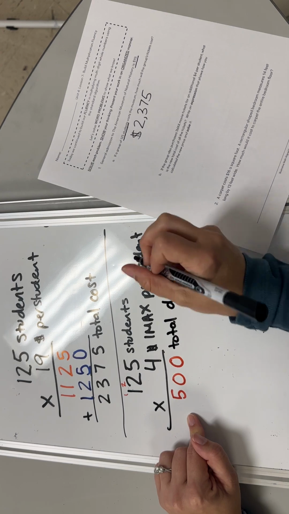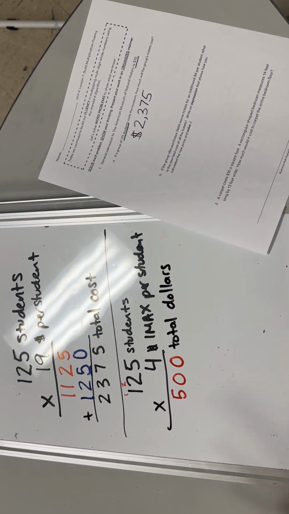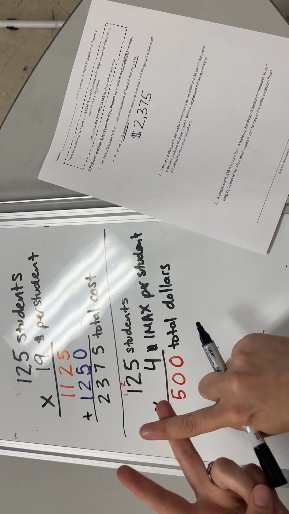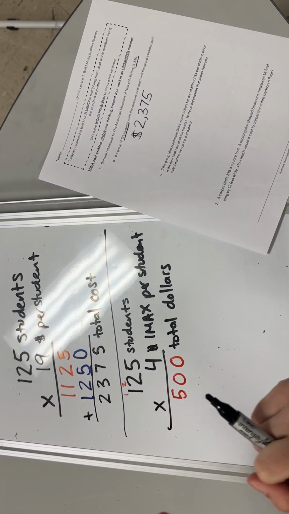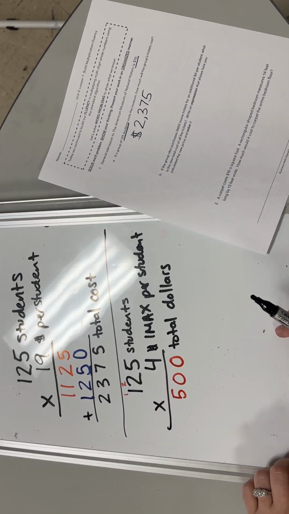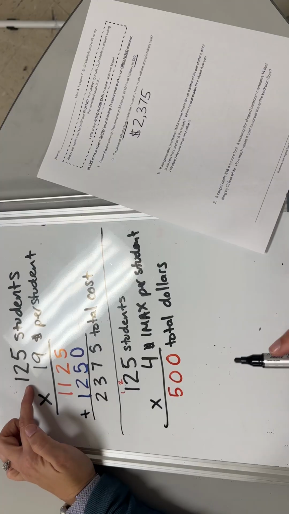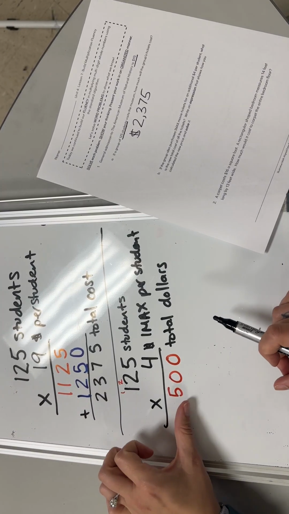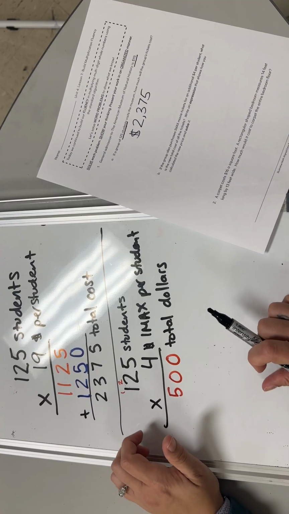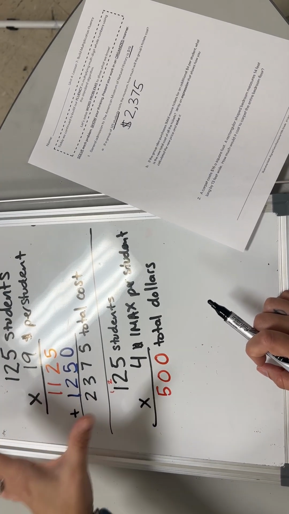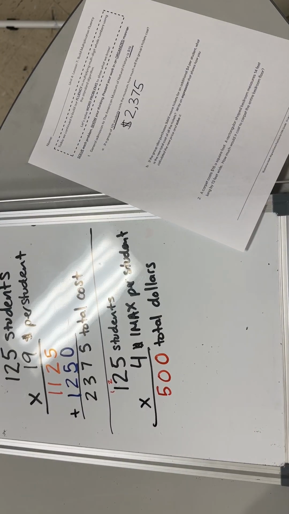But that's not what the actual question is. The question is, what is the total cost for them to go to the trip and to go to the IMAX? And it also specifically wants an expression. So the expression that we're going to have to do is 2,375 plus 500. But what I'm going to do is break both of these expressions down to make one expression. Here's what I mean.